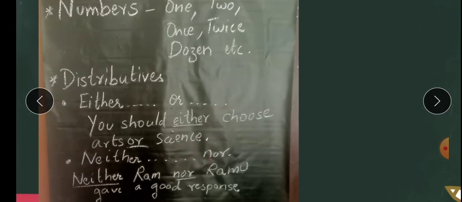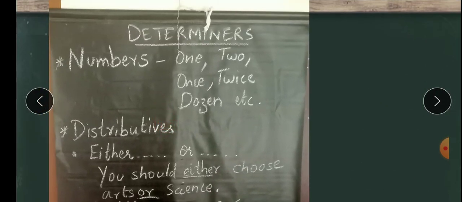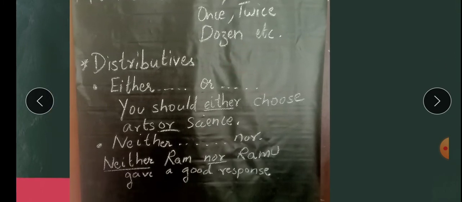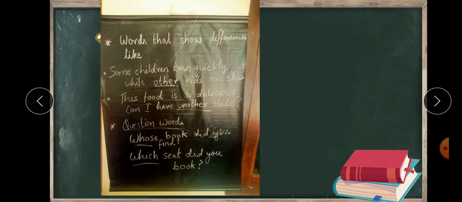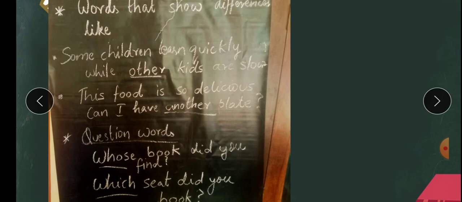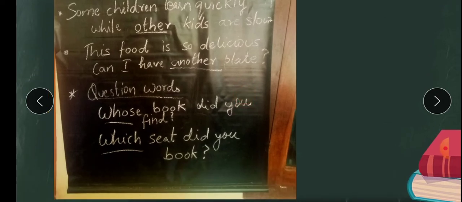Another set of determiners: numbers 1, 2, 3, once, twice, thrice, half yearly, century, etc. Distributives, either or: you should either choose arts or science. Neither, nor: neither Ram nor Ramu gave a good response. Then words that show difference, like some children learn quickly while other kids are slow. This food is so delicious. Can I have another plate? Then question words: whose book did you find? Which seat did you book?